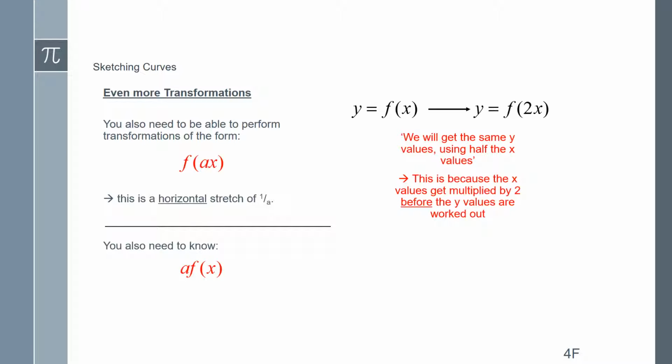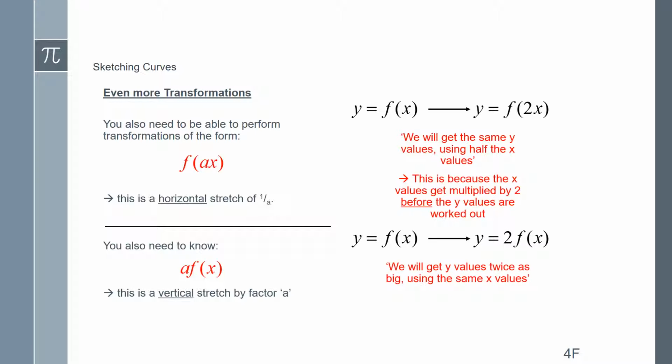And we also need to know that a times f of x is a vertical stretch. So it stretches it vertically by a scale factor a. So a inside the function is a horizontal stretch. A times the function is a vertical stretch. So 2f of x is the same shape, but all the y values are twice as big for the same x values.